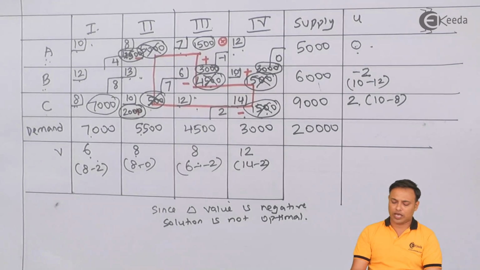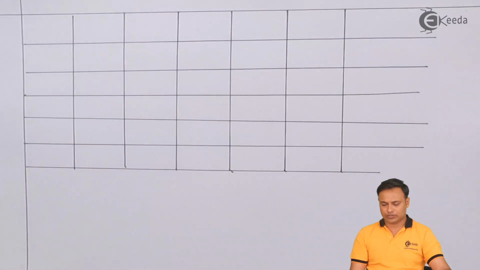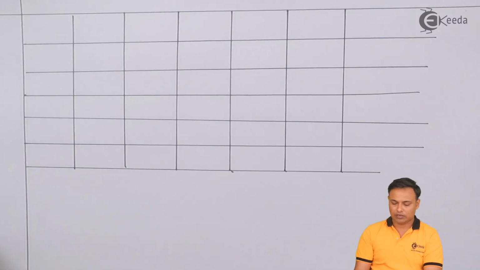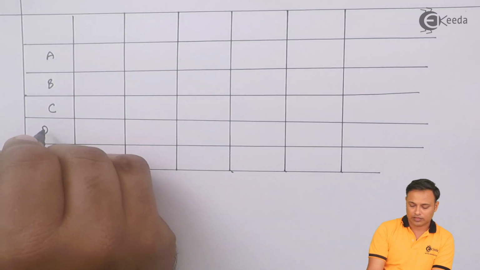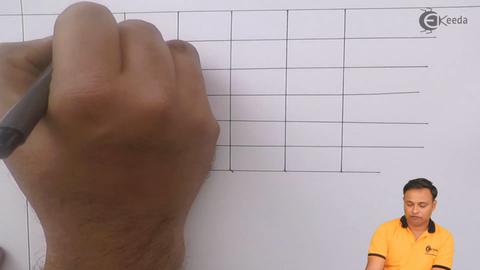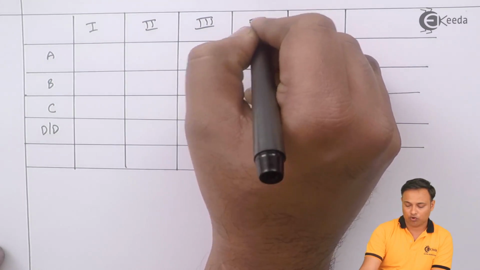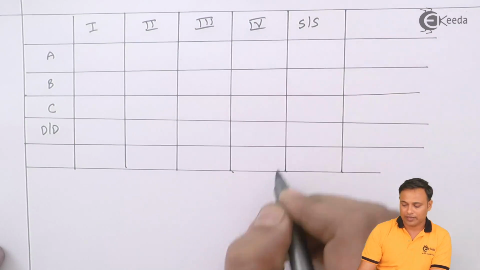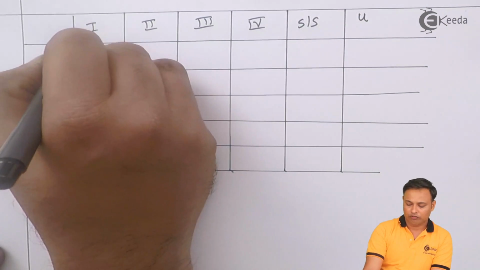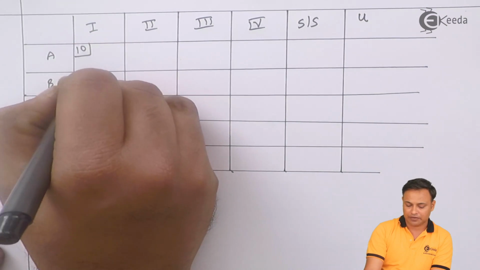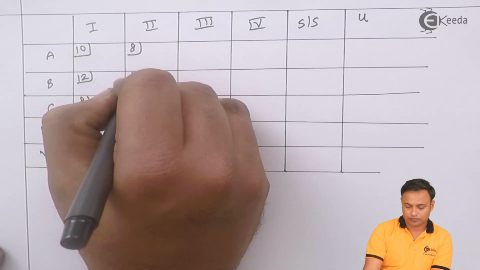Now this solution I need to copy on the next page. Here is my next table, A, B, C, and the demand, and 1, 2, 3 and 4, and the supply. Here I have got a U, here I have got a V. We need to recalculate both the values of U and V every time.